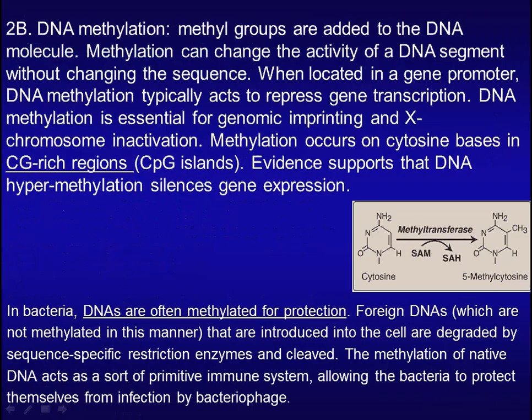Second way to control access to DNA is DNA methylation. A methyl group is transferred to a cytosine base. This occurs in CG-rich regions. This reaction is catalyzed by methyltransferase using SAM as a methyl donor. As you may recall from lecture B01, SAM is derived from methionine. Evidence supports DNA hypermethylation silences gene expression.